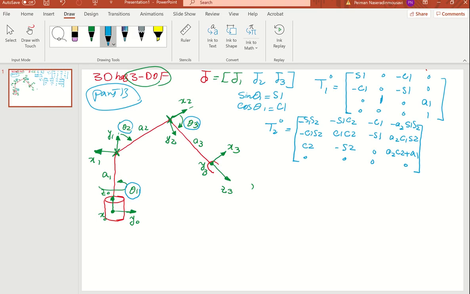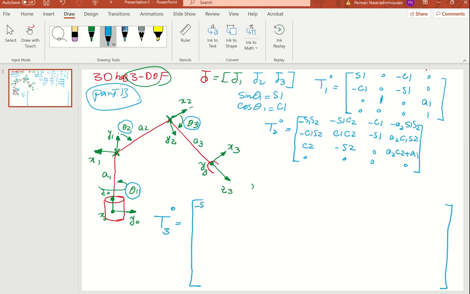Then finally, I calculated the transformation of coordinate system 3 with respect to 0. It was a huge term, that's right. I'm going to write it here because from now on I have to simplify that.